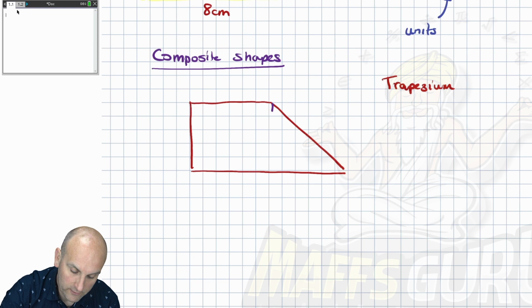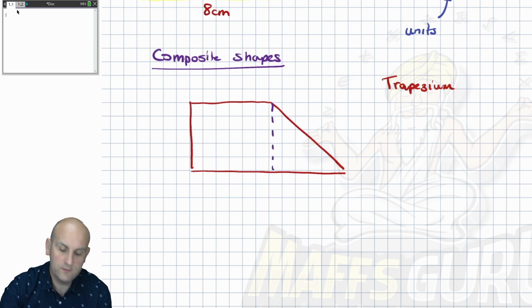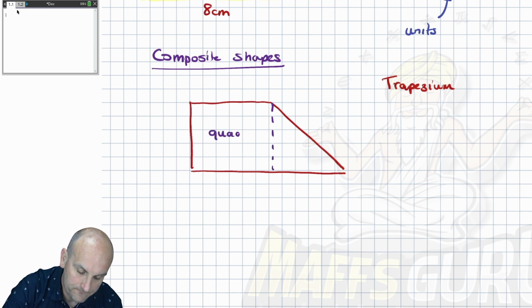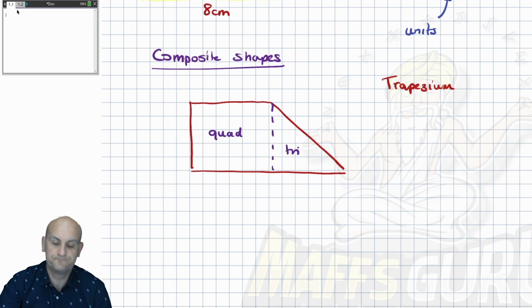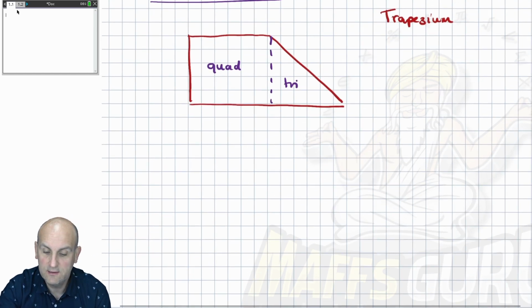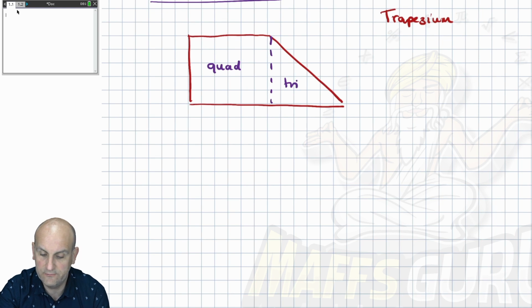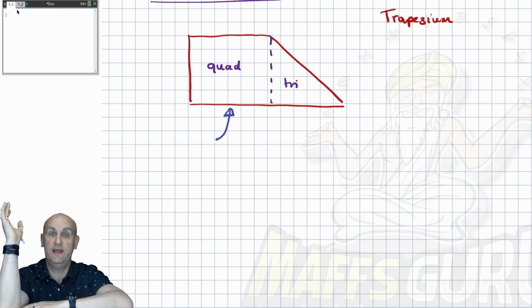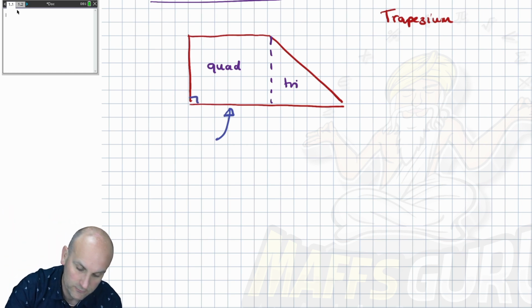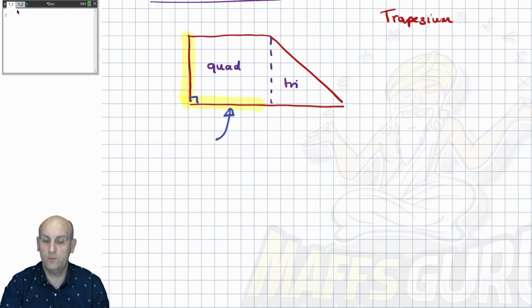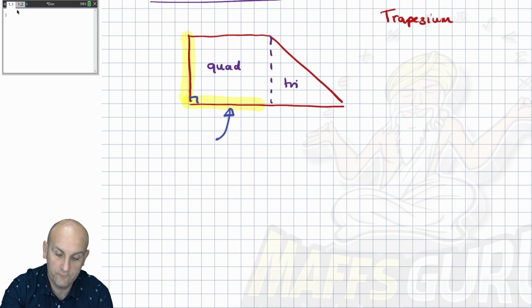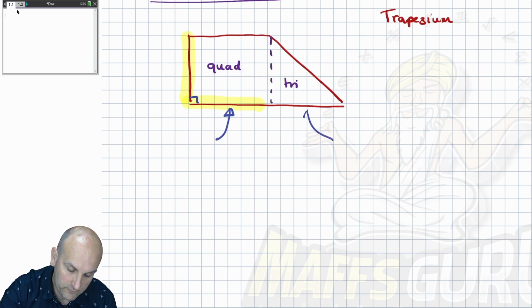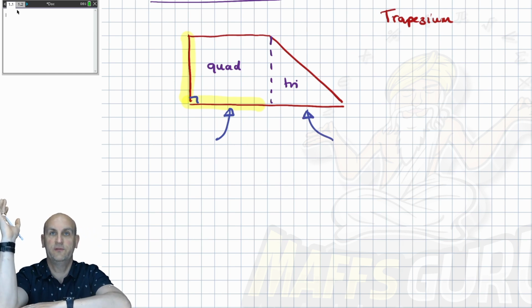So if I was to draw a dotted line down here, what you would notice is I now have 2 basic shapes. I have a quadrilateral and I have a triangle. And what we would be able to do then to find the area of this whole thing is find the area of this by doing that times that, because it's a quadrilateral. So I'd find a right angle and I'd work out the 2 sides I was going to multiply together. Then I would work out the area of my triangle. Yes, so my area of my triangle in there would be that times that and halve it.